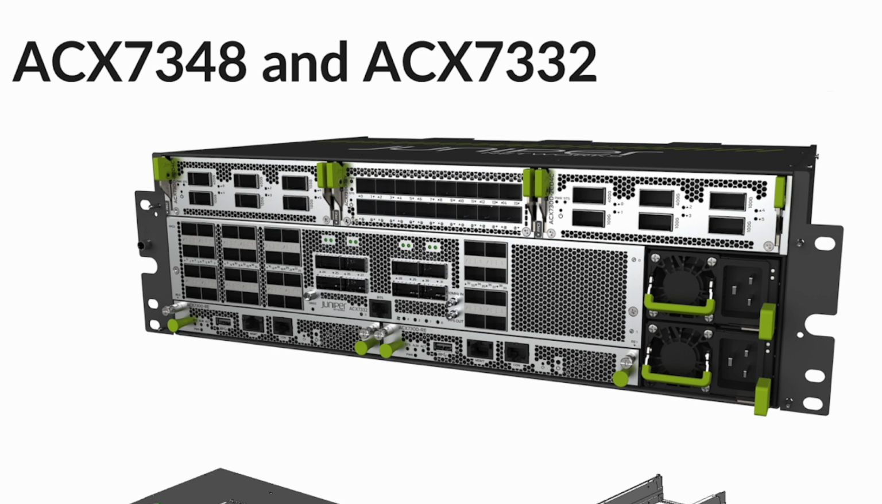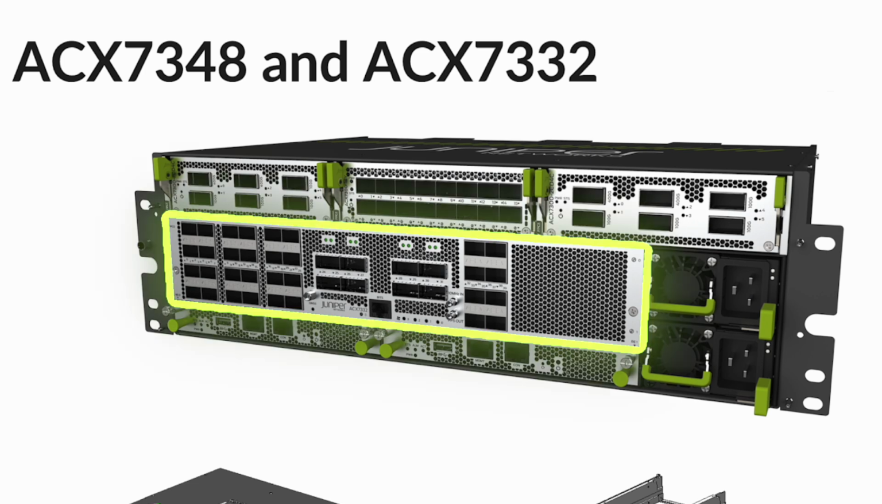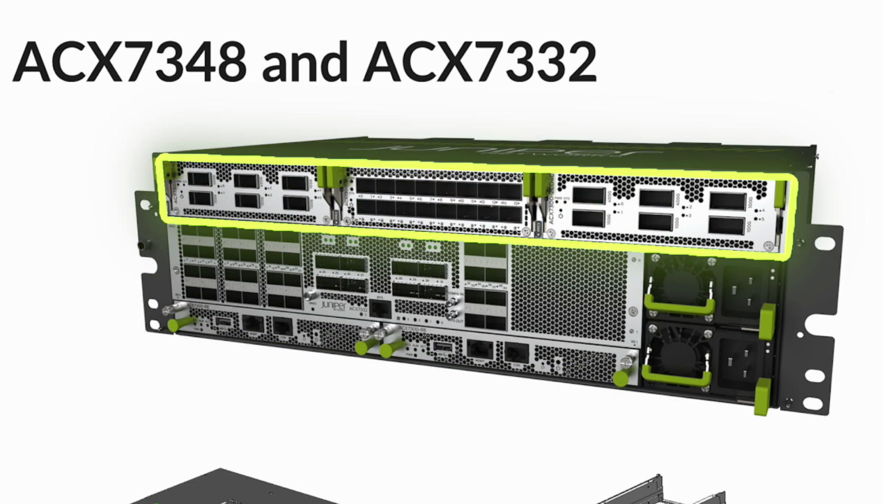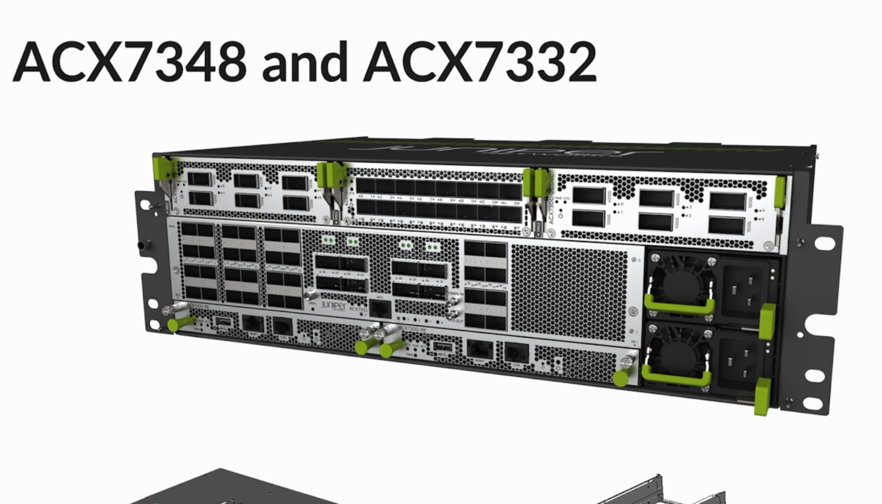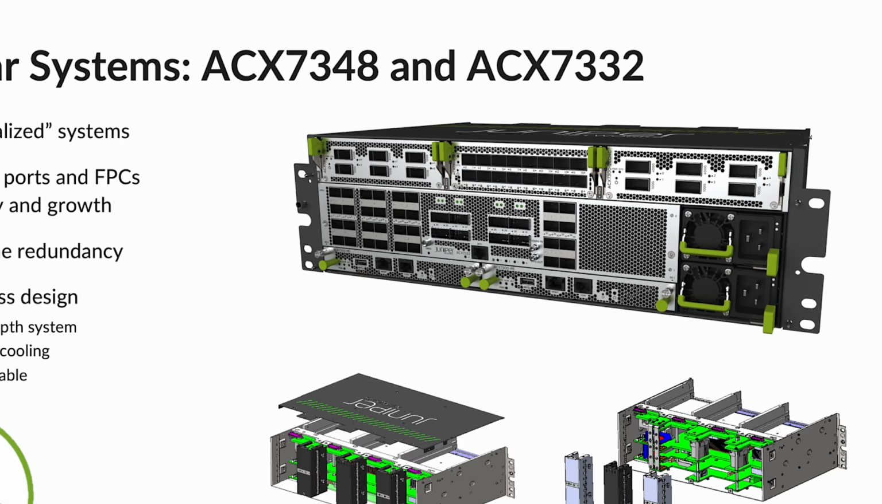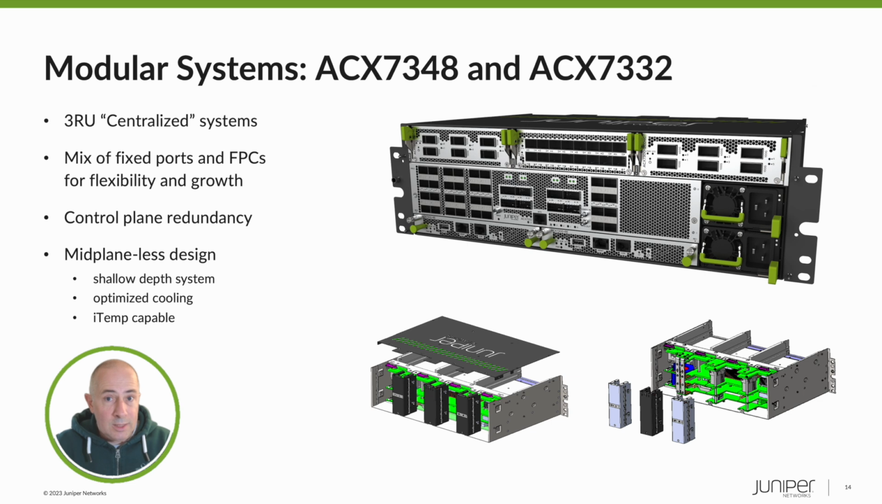This ACX7300 is a 3 RU system, again, a mix of fixed ports and modular ports with two RCB routing engines, but a single chipset internally, which is a Jericho 2C. So it's a centralized system with control plane redundancy.